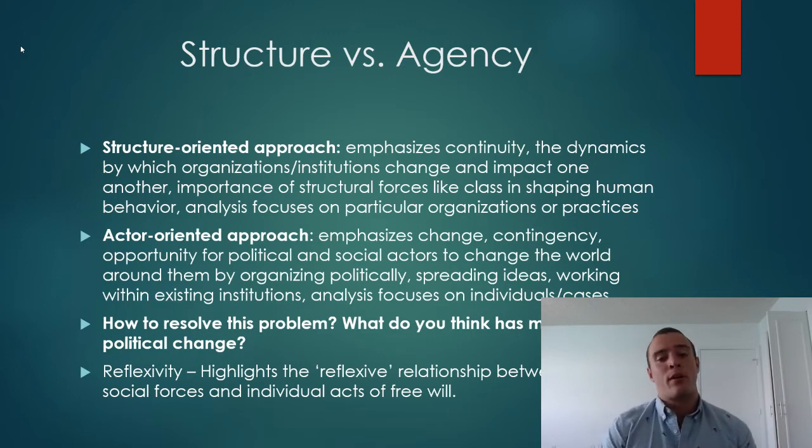So a structure-oriented approach emphasizes continuity, the dynamics by which organizations and institutions change and impact one another, the importance of structural forces like class and economic change more broadly in shaping human behavior, and analyses are focused on particular organizations and practices or certain changes over time. An actor-oriented approach emphasizes change and contingency, the opportunity for political and social actors to change the world around them by organizing politically, creating and spreading ideas, working within existing institutions, and the analysis could focus on individuals in certain cases. So how do you resolve this problem of structure versus agency when you're explaining things?